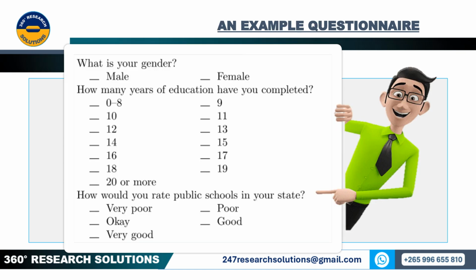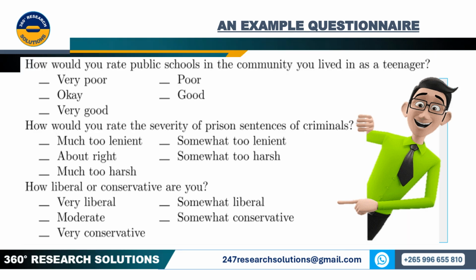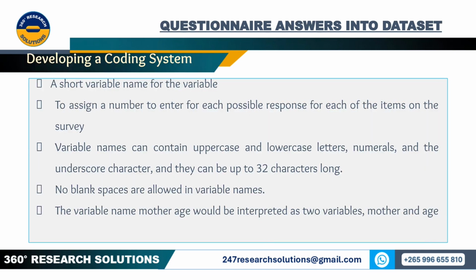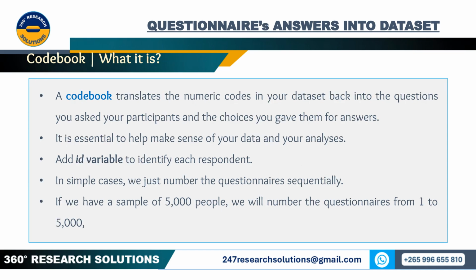This is an example of a questionnaire, which serves as the source for creating a dataset in STATA. The questionnaire contains the raw data points that will be entered and structured into variables in the STATA dataset. When developing a coding system, you need a short variable name for each item. Assign a number to enter for each possible response. Variable names can include letters, numerals, and the underscore, up to 32 characters, but no blank spaces. For example, mother age will be interpreted as 2 separate variables.